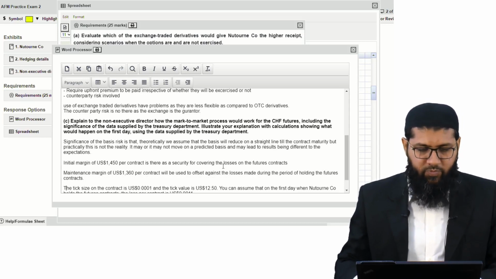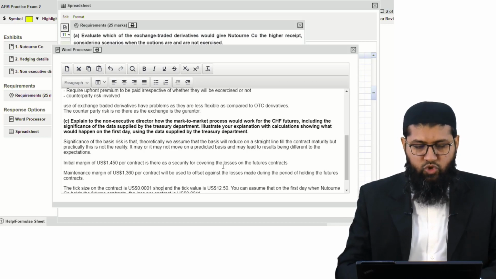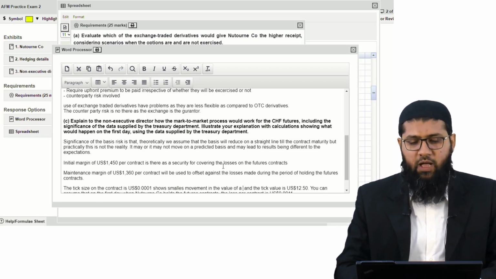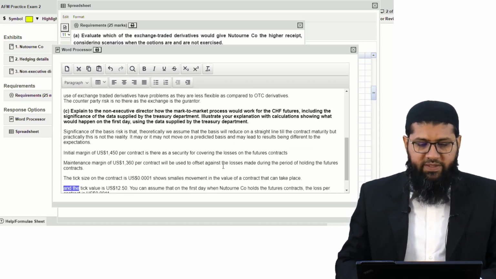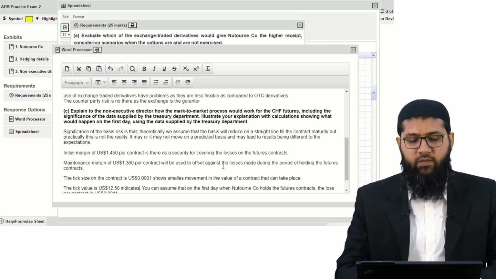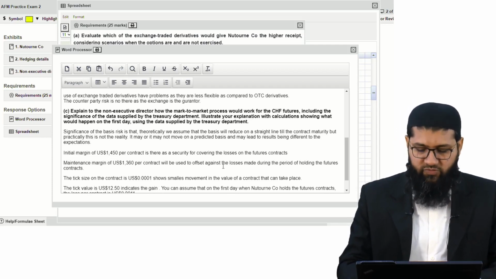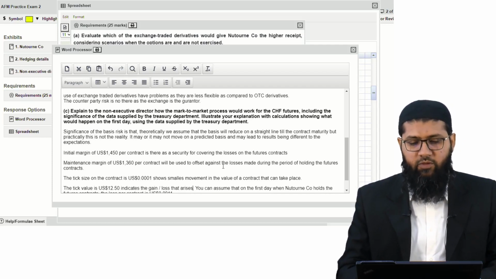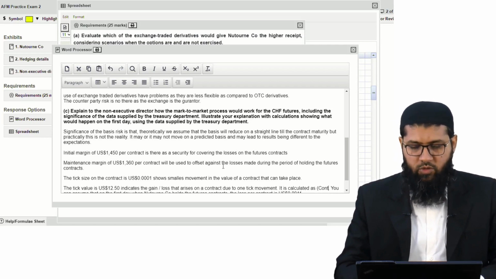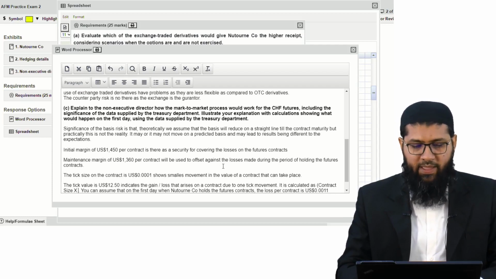The tick size on the contract is 0.01, which shows the smallest movement in the value of a contract that can take place. The tick value is $12.5, which indicates the gain or loss that arises on a contract due to one tick movement. It is calculated as contract size multiplied by one tick.